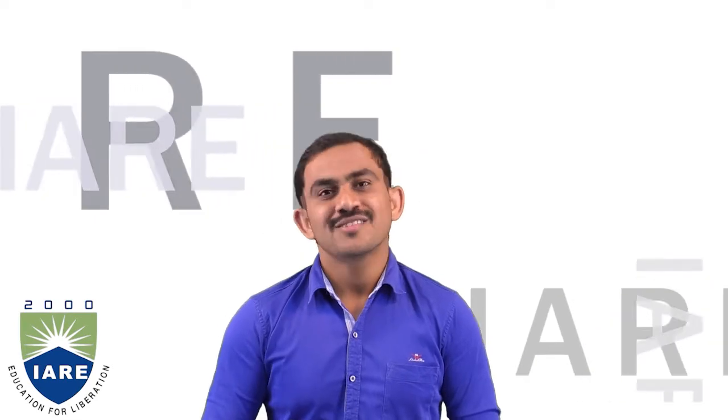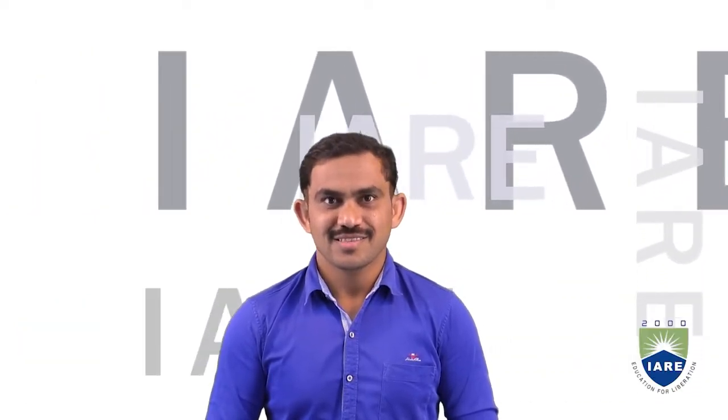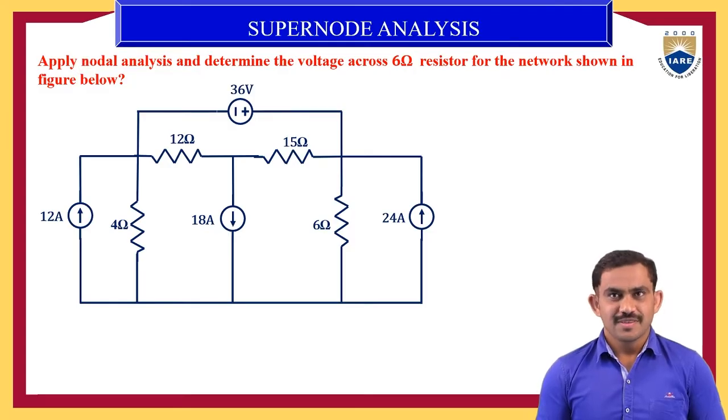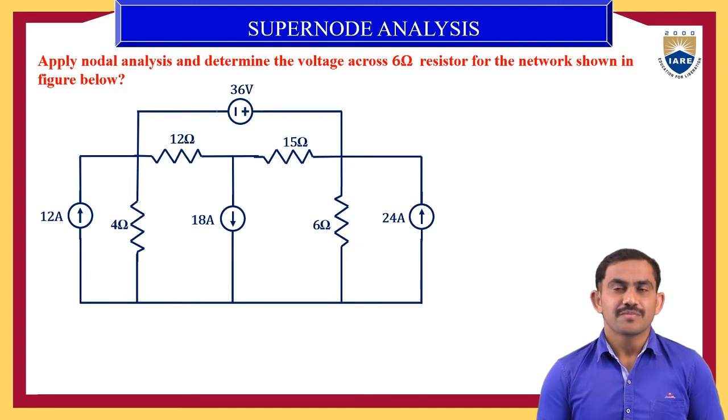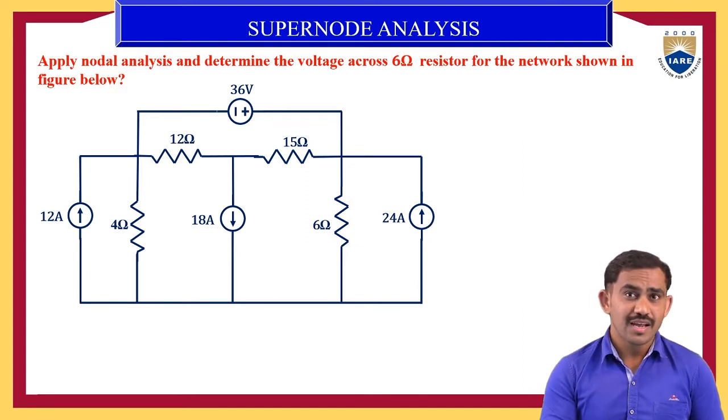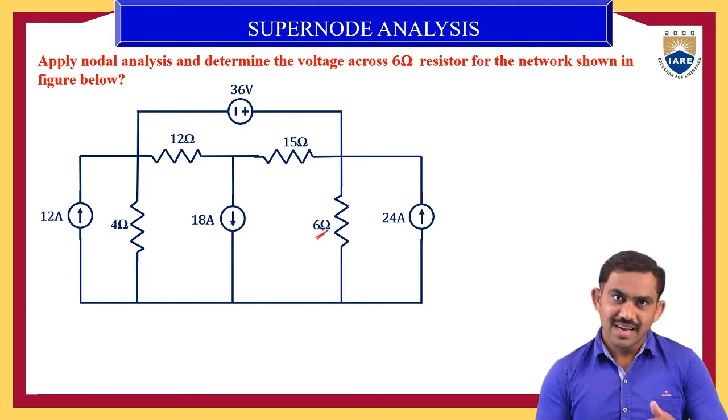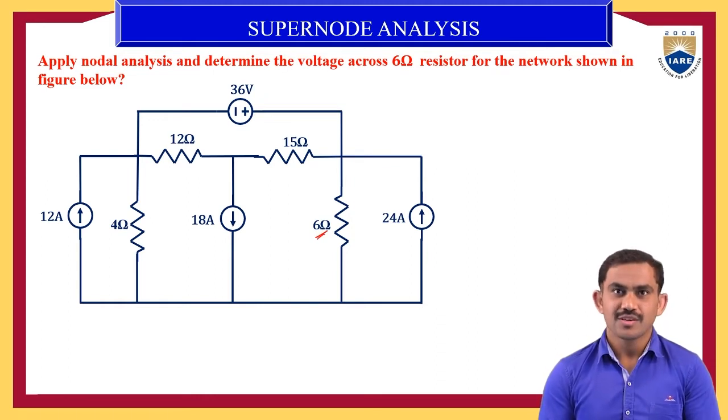In this video, I want to give one more problem on supernode analysis. Here I have a circuit. In this circuit, I have many sources, current sources as well as voltage sources. But using nodal analysis, I need to find out the 6 ohm voltage. So across 6 ohms, how much voltage do we have? We need to find it using nodal analysis.